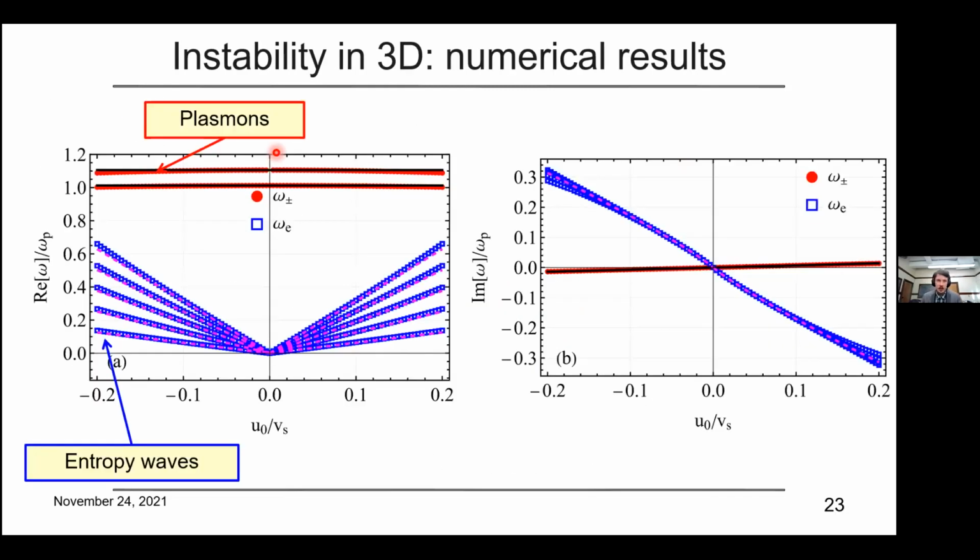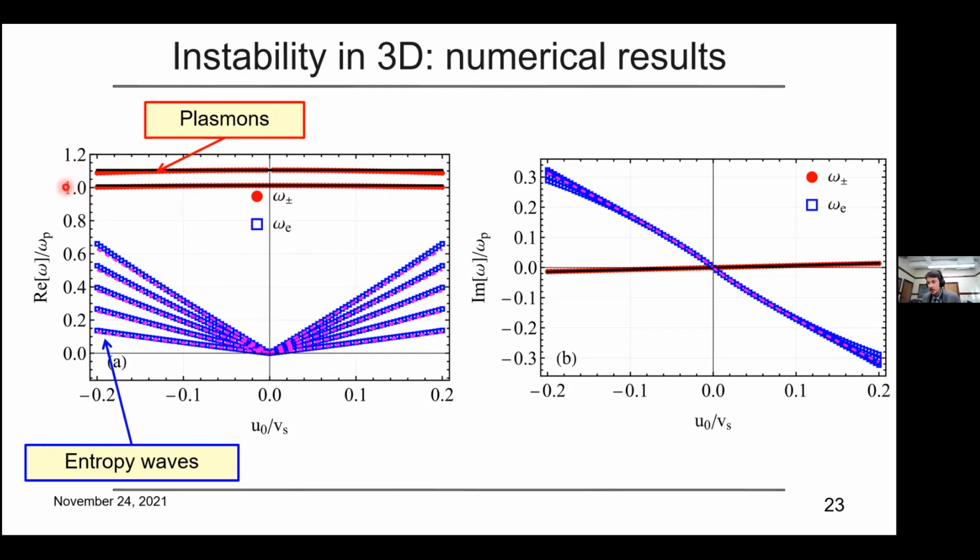We supported our analytical results via numerical calculations. Here I'm just showing a few branches of entropy waves, and I'm using a razor-thin film. Plasmons and entropy waves are shown by red dots and blue squares. Black lines and magenta lines are analytical results. So we see a good agreement.